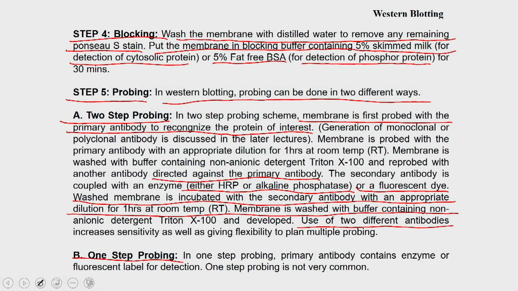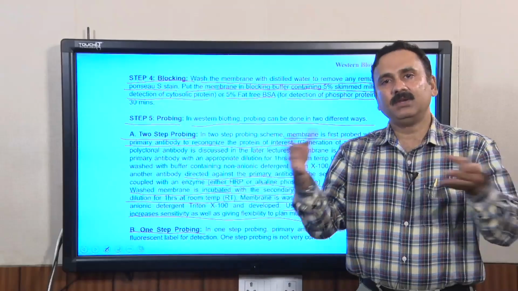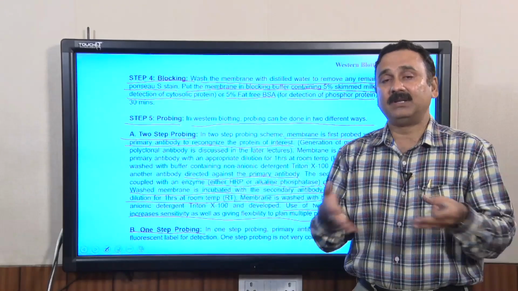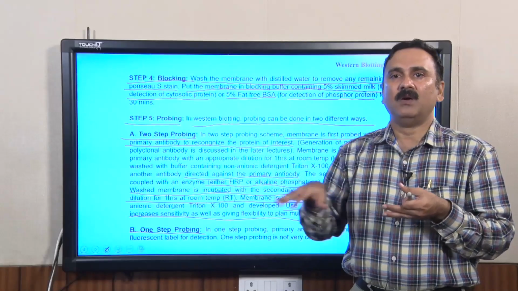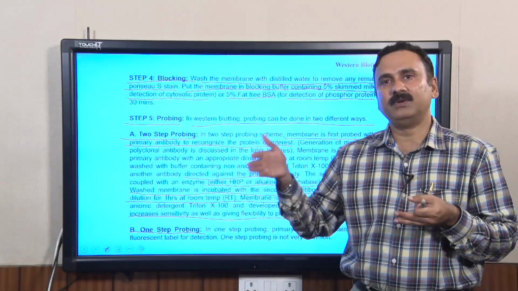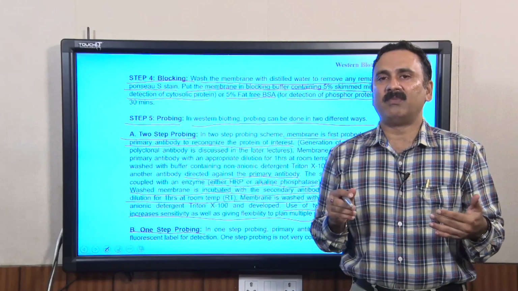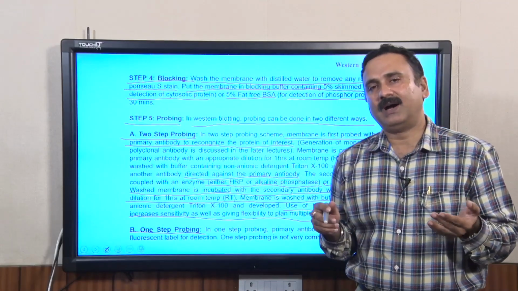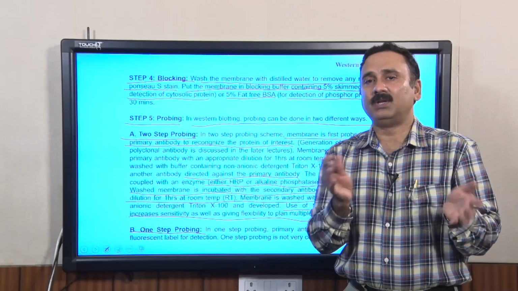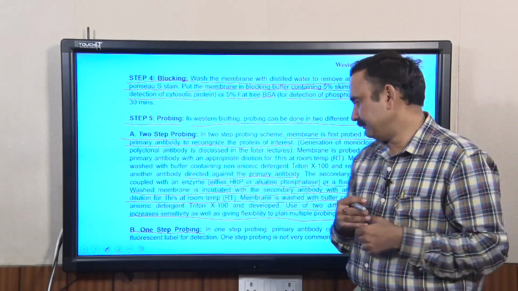Use of 2 antibodies increases the sensitivity as well as the flexibility to plan multiple probing. For example, if you have 5 membranes, you can add different primary antibodies, and then you can club them, or you can plan things properly, because you have 2 steps, whereas in the single step you have to do it very differently. First of all, you are going to compromise with the sensitivity. Secondly, you have to compromise with the flexibility, in that you cannot have the 2 antibodies.